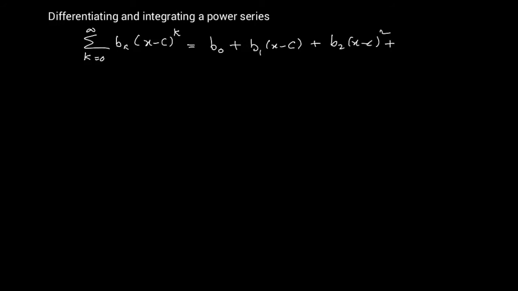Now, differentiating and integrating a power series. We look at the general power series once again: the sum from k equals 0 to infinity of bk times x minus c to the power k. Let's do a quick term by term expansion of this series. We end up with b0, as we've seen before, plus b1 into x minus c plus b2 into x minus c squared plus b3 into x minus c cubed, and so on.